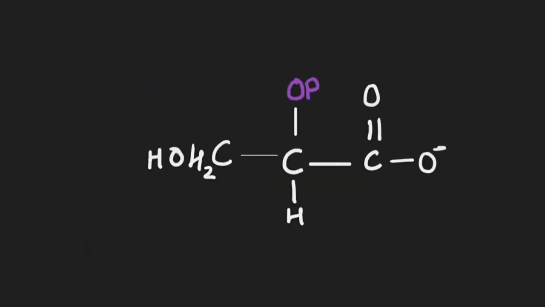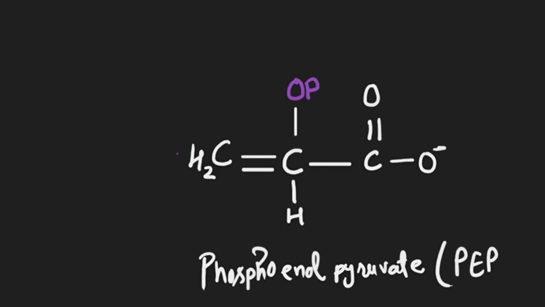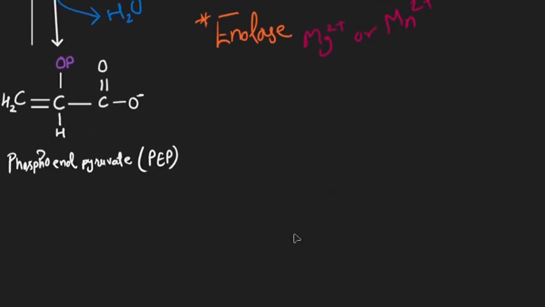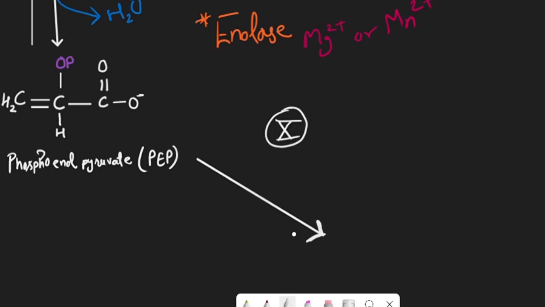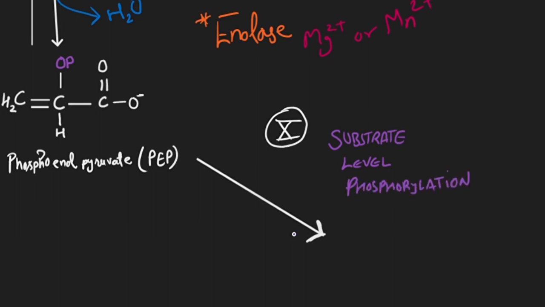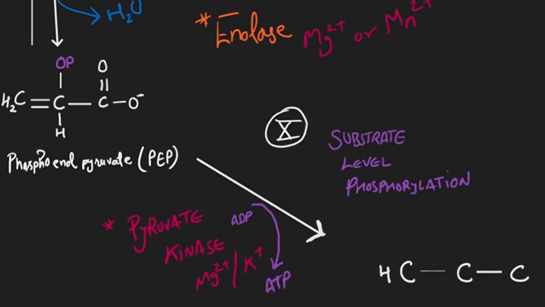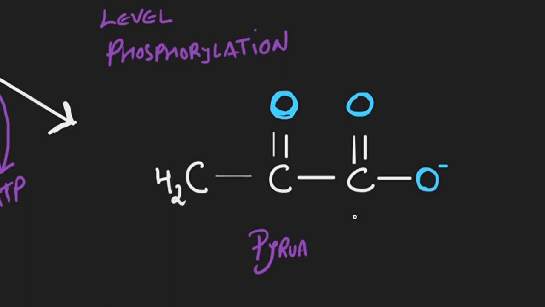This dehydration reaction converts 2-phosphoglycerate into phosphoenol pyruvate. And finally, the last irreversible reaction of this pathway, where PEP is converted into pyruvate, is called substrate level phosphorylation, which is catalyzed by pyruvate kinase in the presence of magnesium 2 positive ion and potassium. Here ATPs are formed. And in the end we get pyruvate, 2 molecules of it.